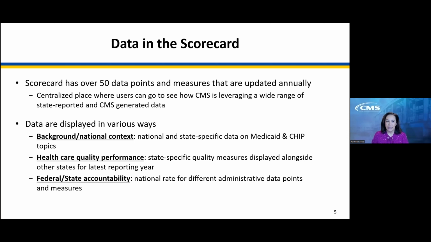So we display data in 3 different ways. The national or background context has things about the Medicaid and CHIP program at large, and you can look at it both state specific and from a national view. We have a handful of healthcare quality performance metrics, which are state-specific quality metrics we pull from some of the resources that I just talked about. And then we have a pillar called federal and state accountability. That tends to hang at the national level and reflect different administrative points and measures.